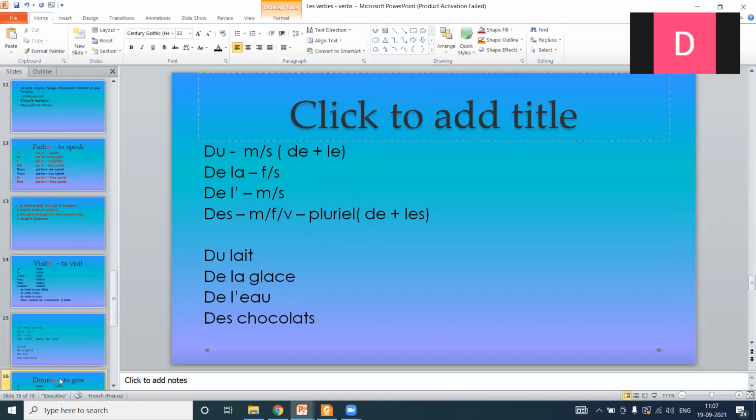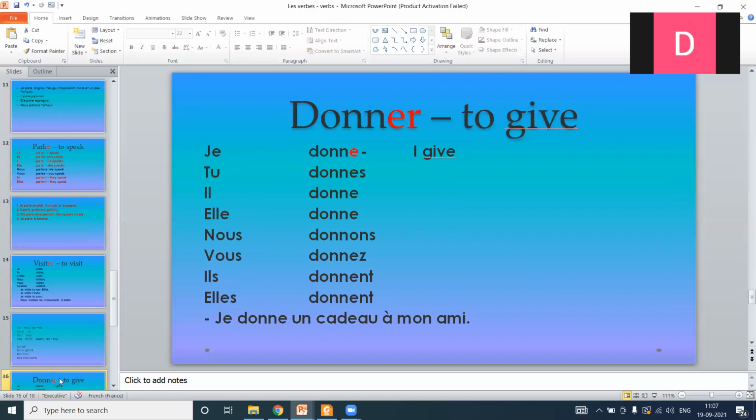And the next one, done. So, all are -er verbs only. The endings are the same. See, 80% of the verbs are the same kind of verbs. Like that, irregular verbs are there, and those we need to memorize. Donner is to give: je donne, tu donnes, il donne, elle donne, nous donnons, vous donnez, ils donnent. So, I am giving a gift to my friend.